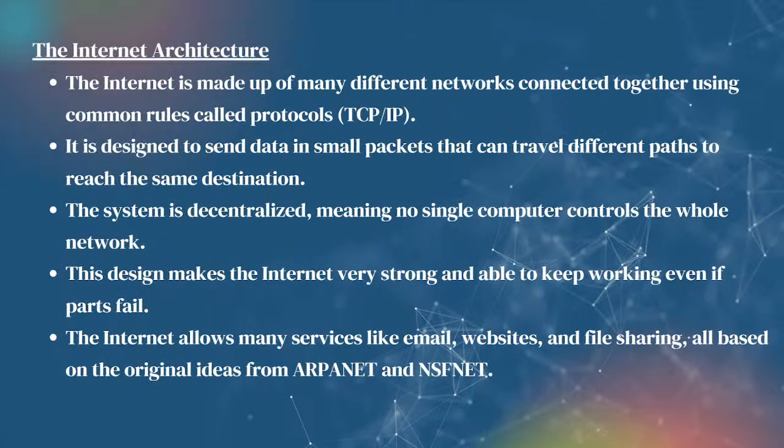Now, as we were talking about the structure that shows how different networks and devices are connected and communicate with each other, we said certain types of protocols are there. Then we said small packets are there. Then we said decentralized methods are there. Then we said the internet design makes the internet very strong, to keep working even if any part fails, and also all these services. So different layers or different structures are there for all these things.